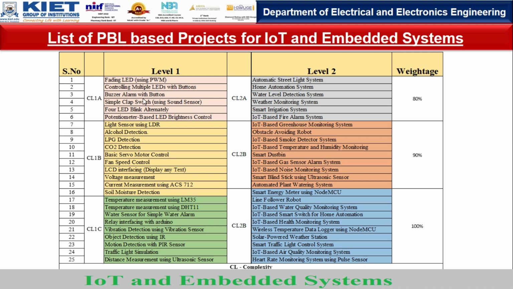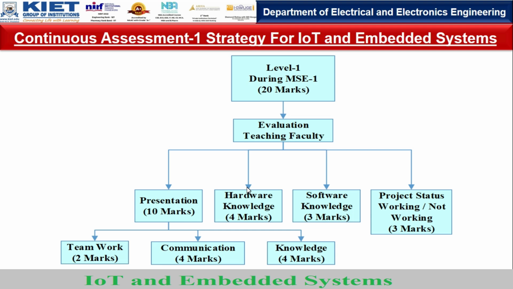If you select from here, the weightage is 80%. This is complexity level 1A, this is complexity level 2A. If you select from these two categories, your marks are out of 8, not out of 10. If you select from these two categories, the marks are out of 9 each, not out of 20. If you select your project from these categories, then marks will be out of 20, with full weightage. These are the complexity levels A, B, C.